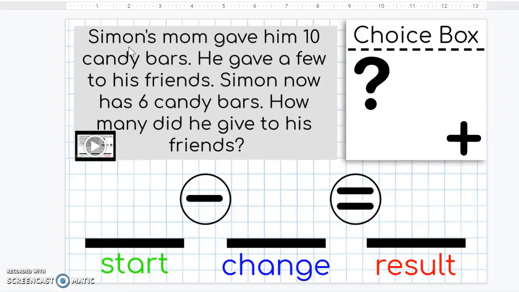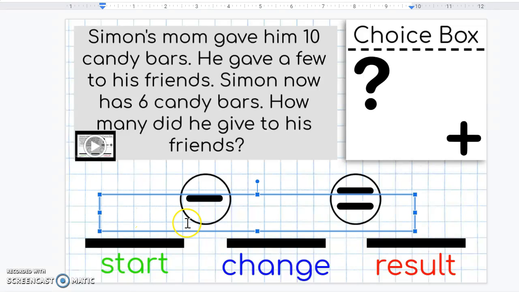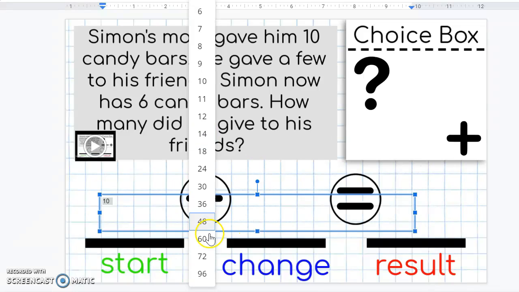It's great. Simon's mom gave him 10 candy bars. He gave a few to his friends. Now, Simon now has 6 candy bars. How many did he give to his friends? So we're going to find our start, change, and result. As always, our start number is always very simple because it's our first number we see. 10. Simon started with 10 candy bars.